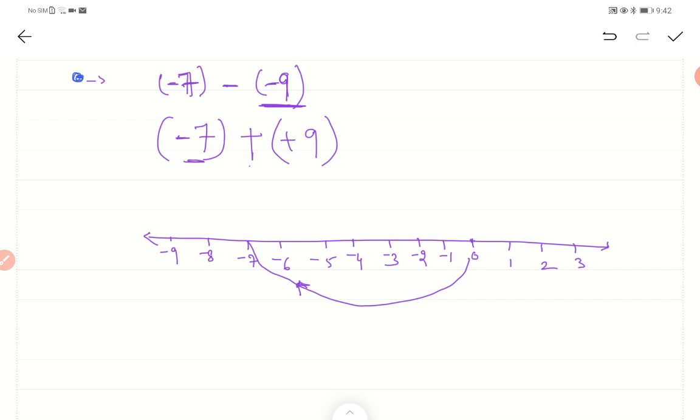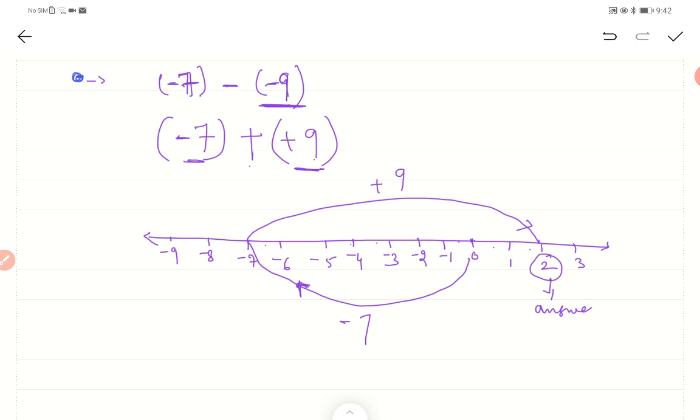So I will take -7 like this, and then I am adding 9. That means you will move forward 9 steps. Since this is +9, you will move forward 9 steps: 1, 2, 3, 4, 5, 6, 7, 8, 9. So from here I will go towards this. This is your -7 and this is your +9. So my answer is 2.